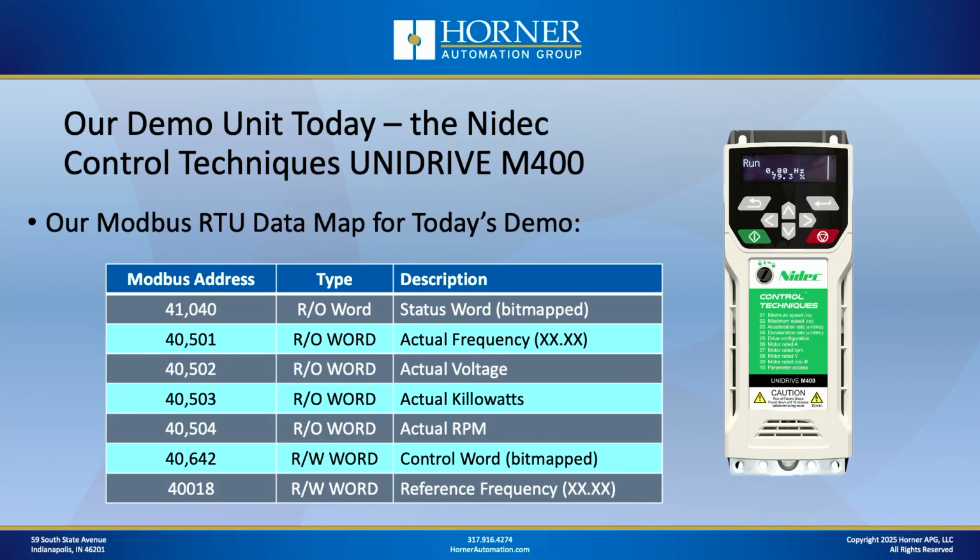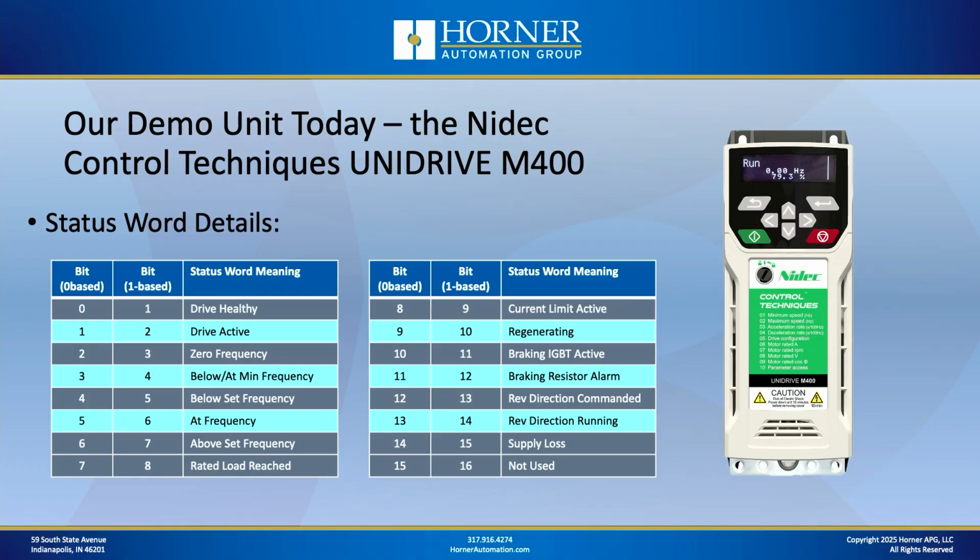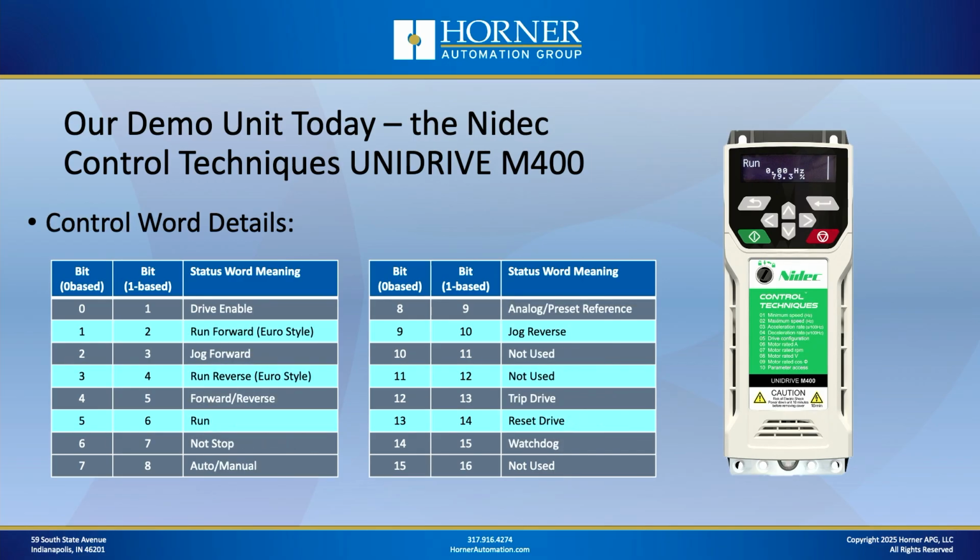Here's the list of data I accumulated for our demonstration today of the Modbus data we're going to be reading and writing from and to the drive. You can see it listed here. This includes a status word and a control word, which are bit-mapped registers where each bit has a different meaning. On this slide, I'm showing you the details for the status word, which you can freeze frame if you want to study it. And on this slide, I've got the control word details, again available for a freeze frame.